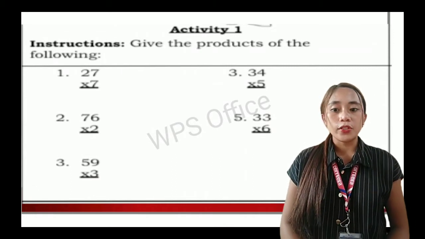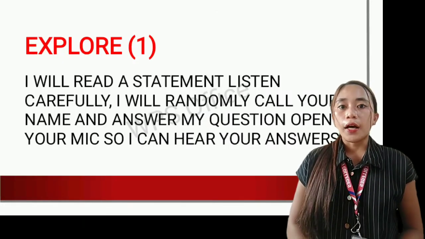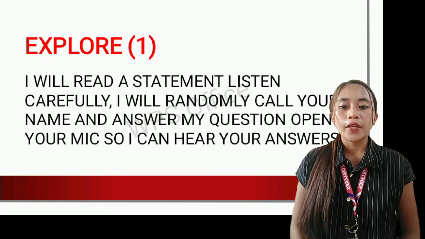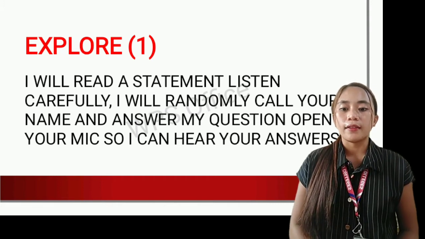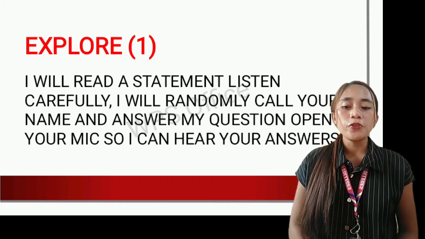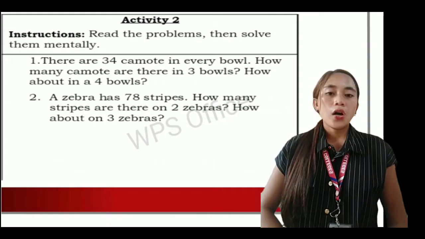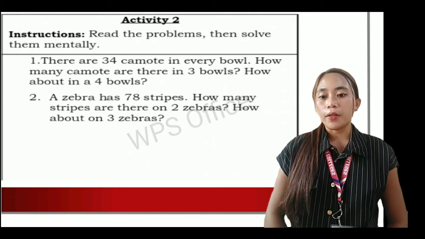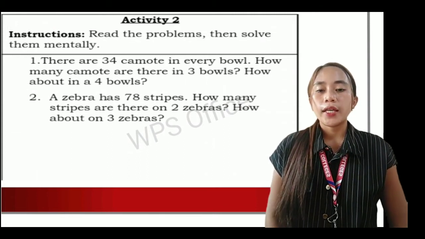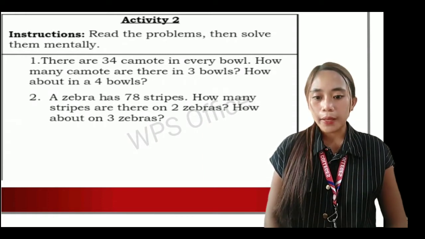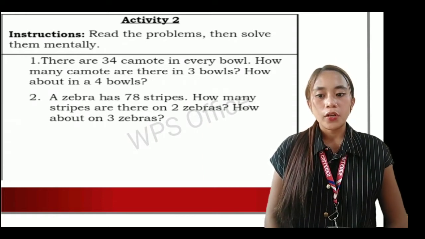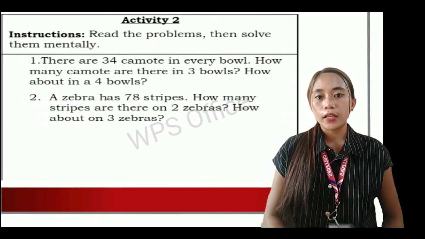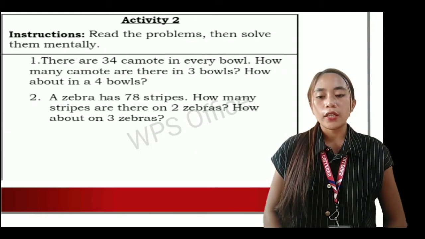So now, let's proceed to explore 1. The instruction is, I will read a statement. Listen carefully and I will randomly call your name again and you answer my questions. Open your mic so I can hear your answer. Now that we are done with the equations, let's go to word problems. Activity 2 instruction: read the problems, then solve them mentally. I will read the problem and you solve it mentally. Open your mic so that I can hear your answer.